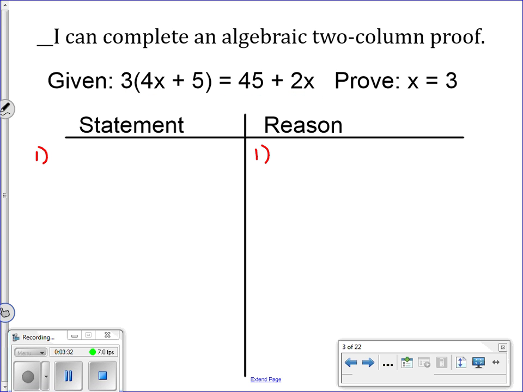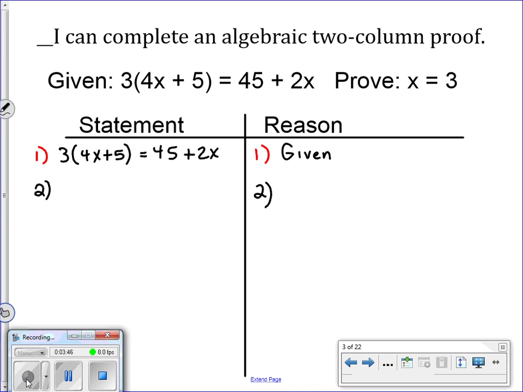Go ahead and set up your problem. I write the numbers one on both sides, and I'm going to write my statement. So I bring in my statement that's given, and that starts my two-column proof. Next step, line 2. There you have it. Go ahead and set up for line 3.